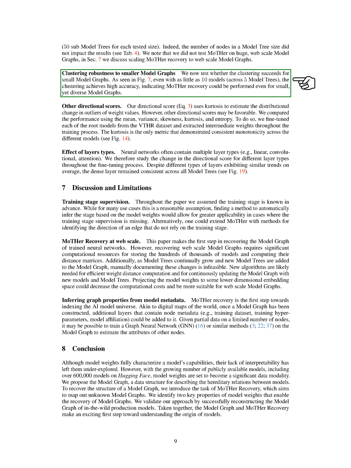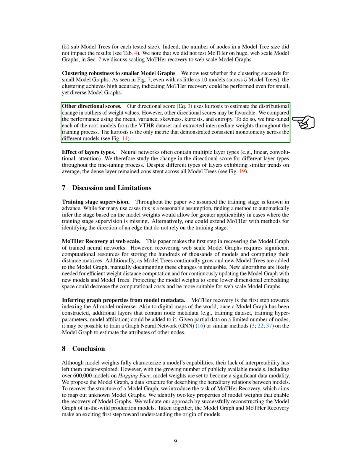Furthermore, we test the clustering accuracy for small model graphs and find that even with as few as 10 models across 5 model trees, the clustering achieves high accuracy. This suggests that MoTHer recovery can be effective for small yet diverse model graphs. We explore different directional scores to estimate distributional changes in weight values and find that kurtosis consistently demonstrates monotonicity across various models.